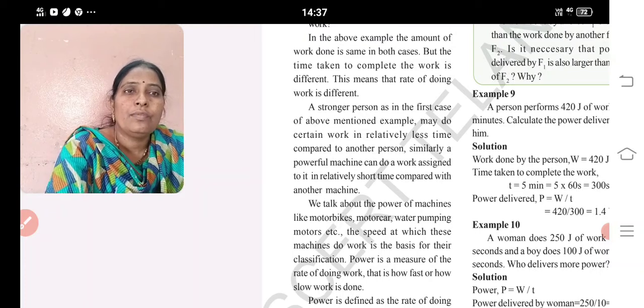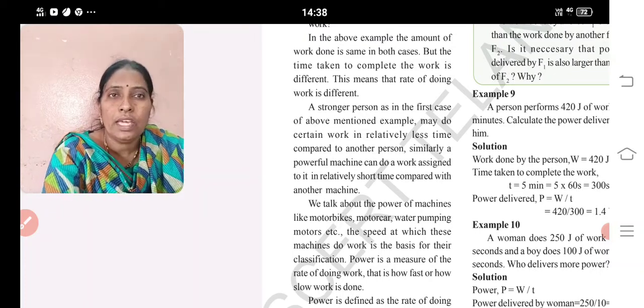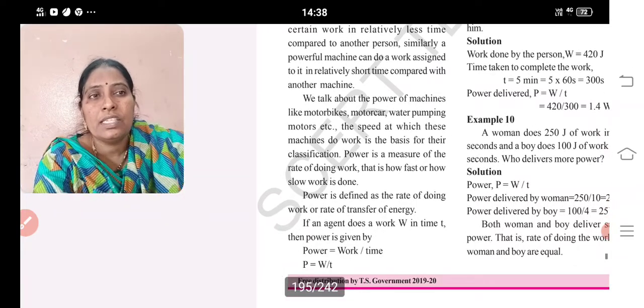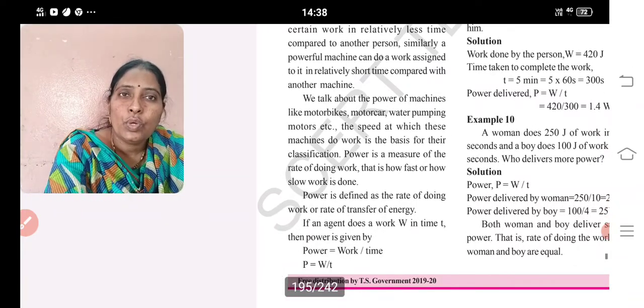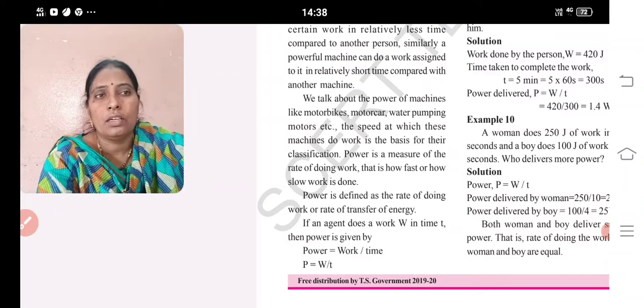Power is a measure of the rate of doing work. That is how fast or how slow work is done. Power is nothing but the rate of doing work, and power is denoted with the letter P. P equals W by T, where W is work and T means time.